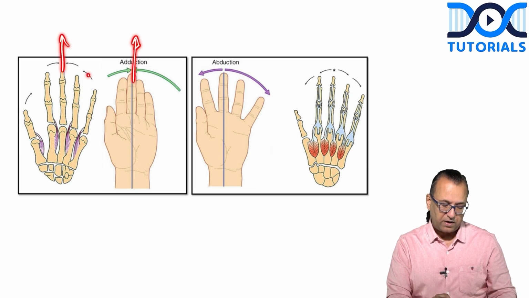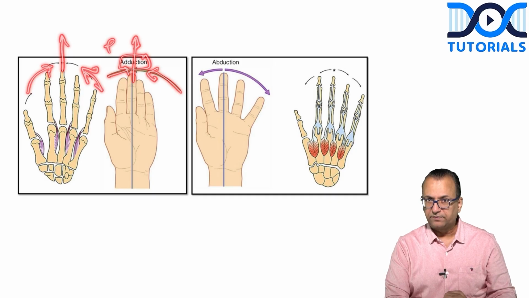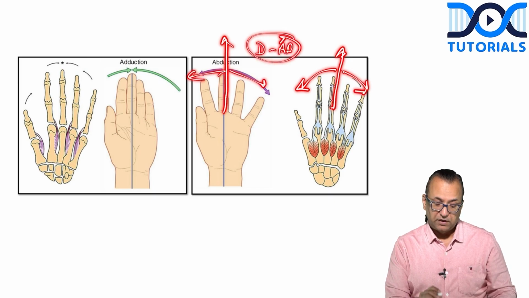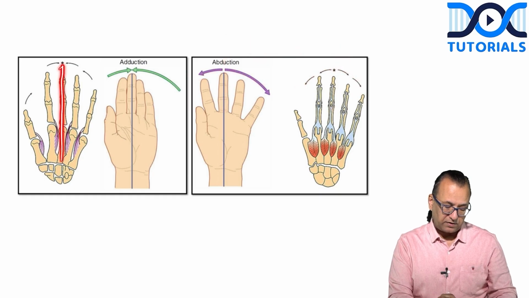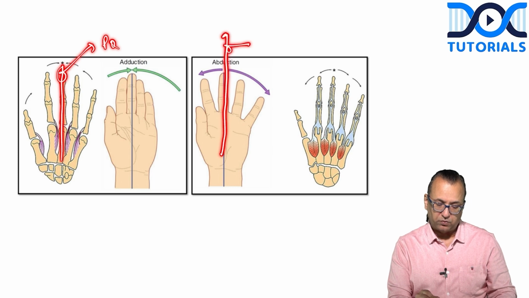So if you bring the fingers close to the axis, you are adducting the finger to the axis. It is palmar for adduction. But the middle finger is the axis. If you take the fingers away, away means abduction. So dorsal for abduction. You'll notice that for the middle finger, there is P0, no palmar interossei. And for the middle finger, there is D2, 2 dorsal interossei.